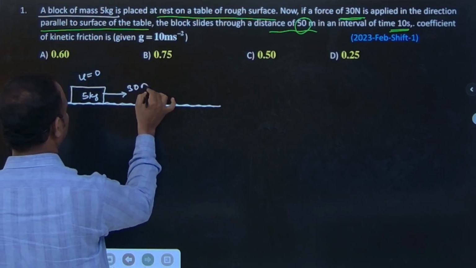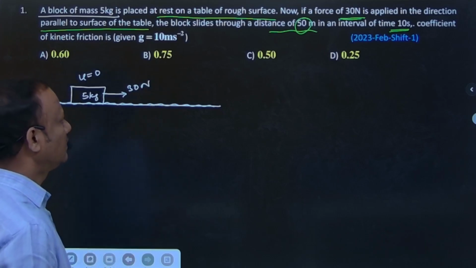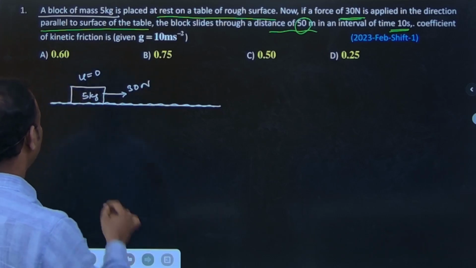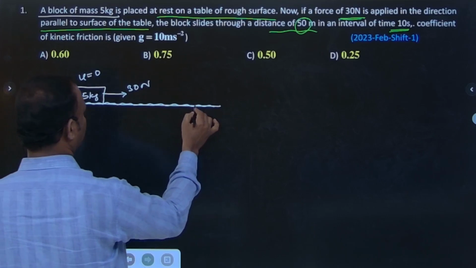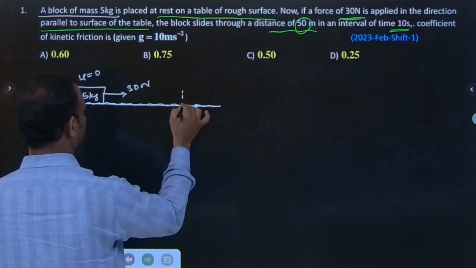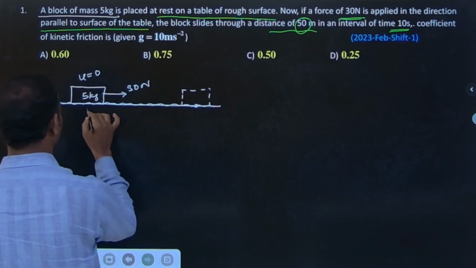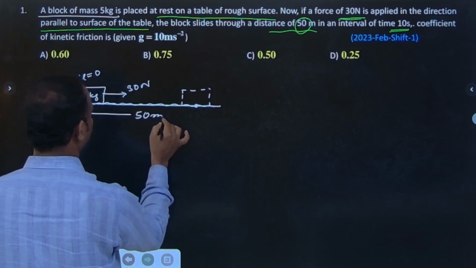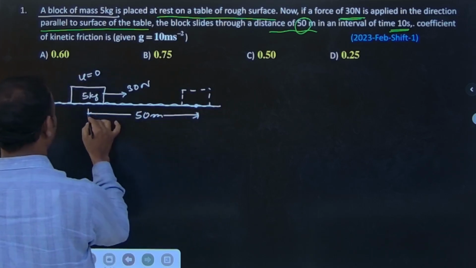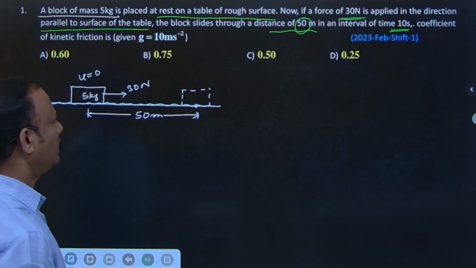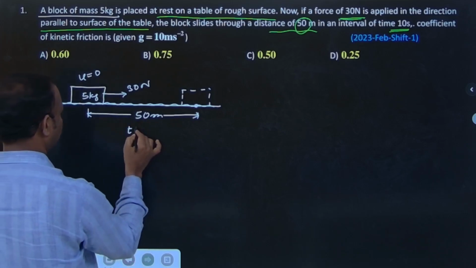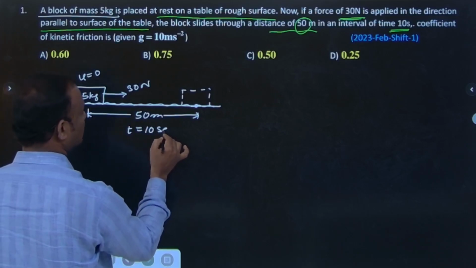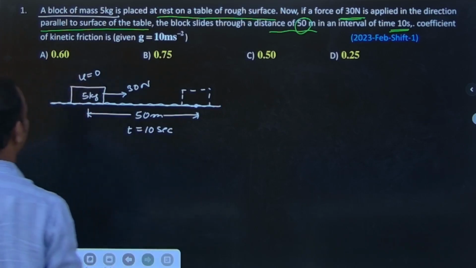It's a 30 Newton force applied in the direction parallel to the surface, and the block is displaced from here to here. The displacement is 50 meter, and the time is given as t equals 10 seconds. So what is the coefficient of kinetic friction?